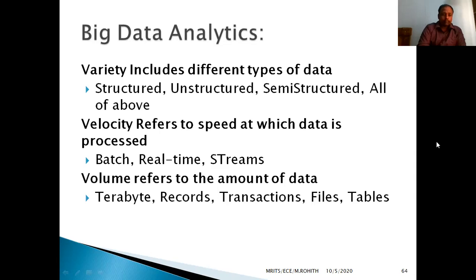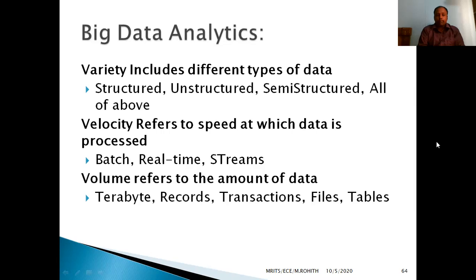Now let us know what is variety, what is velocity, and what is value, because of the increase of this variety, volume and velocity, only big data analytics is helping us. Here, variety means the data may be structured, unstructured, or semi-structured. So this could be a chance.